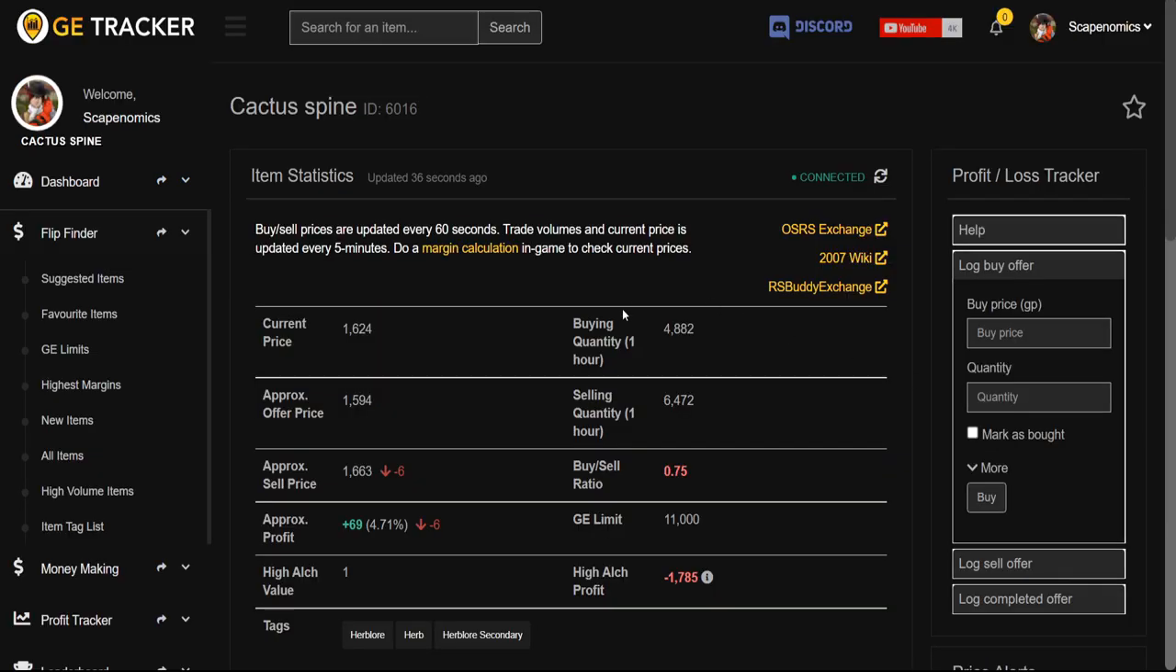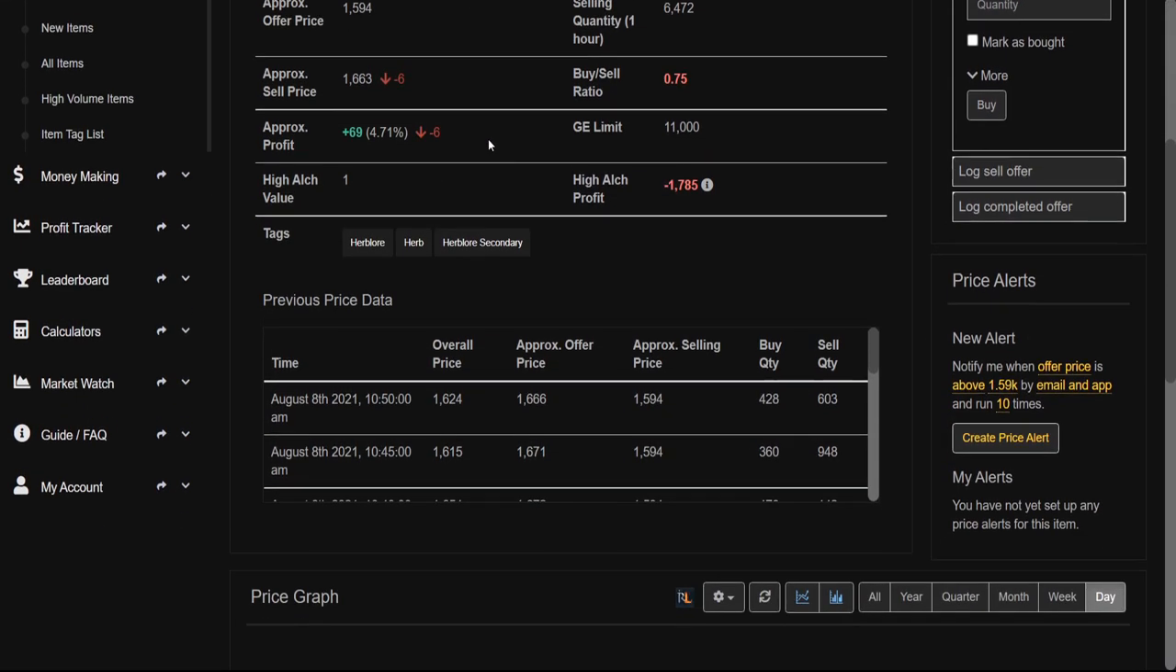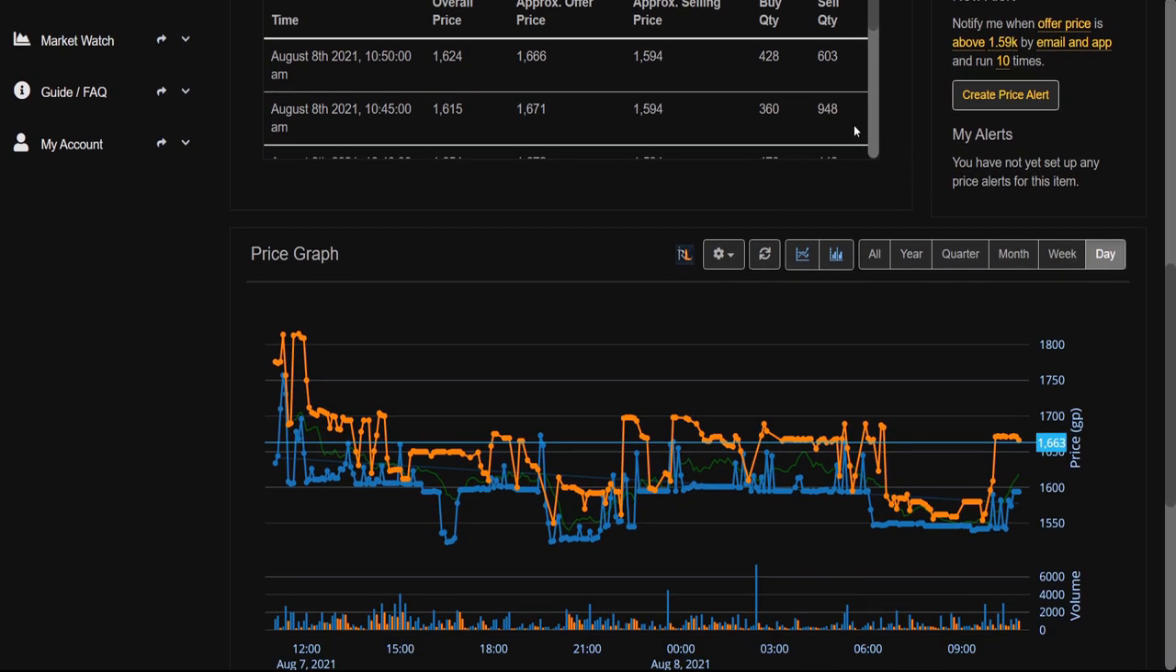The last medium to high volume item we're going to do is the cactus spine. Now, this is one of my favorite overnight flips. I know I say that about a lot of items, but this one, for real, I really like flipping overnight. It's very consistent and the margins are huge most of the time. So you can see right now the margin is probably like, what is that, 70 GP? Really good. Anyway, this thing on the daily 24-hour graph has been dipping to like 1,530 multiple times. And then as of recently, it's been holding like 1,545 to 1,550.